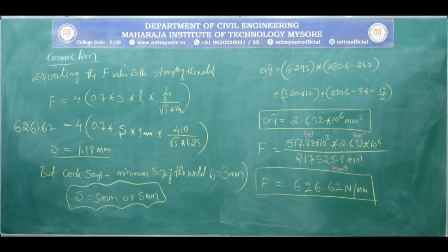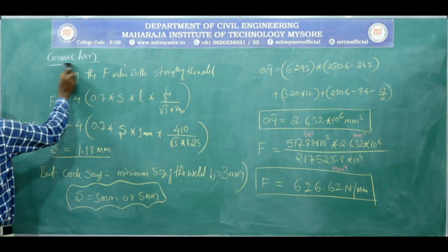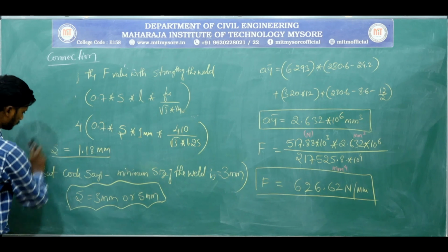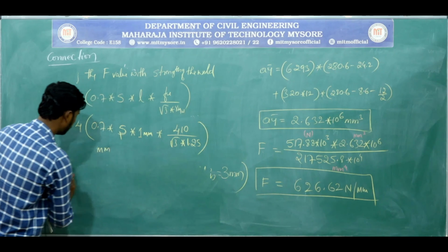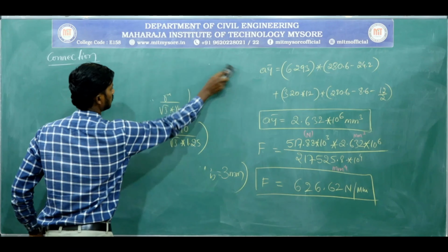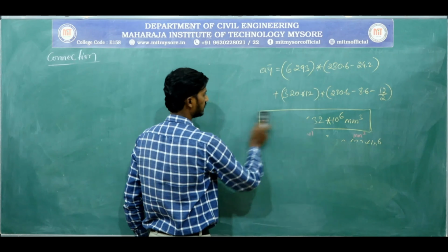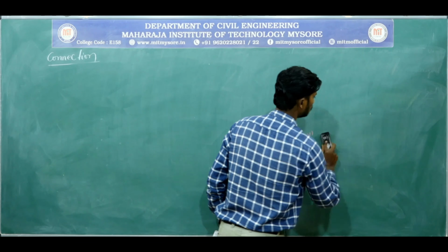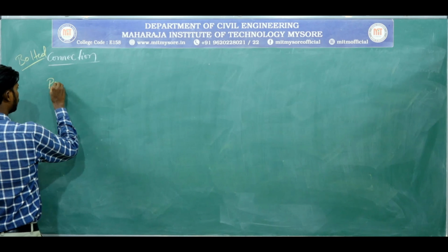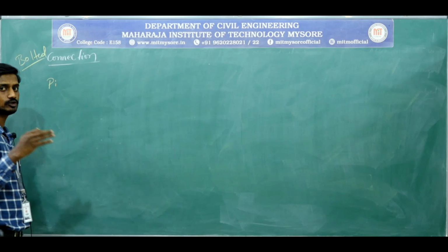Okay, so this is how the size of the weld can be done. Next, suppose you want to go with the bolted connection, how to do it? Let us check that. For the same problem, instead of a welded connection, if you go to bolted, we need to calculate how many bolts are to be provided and what is the pitch distance of the bolt we should calculate.